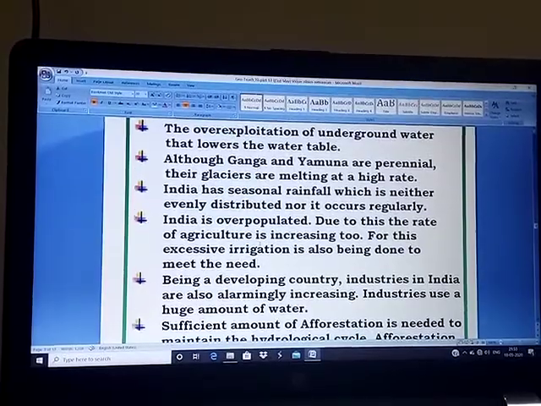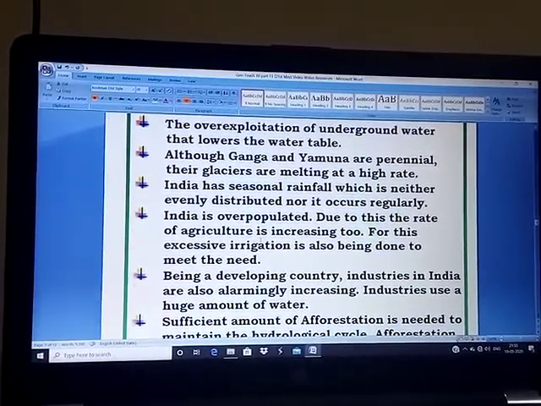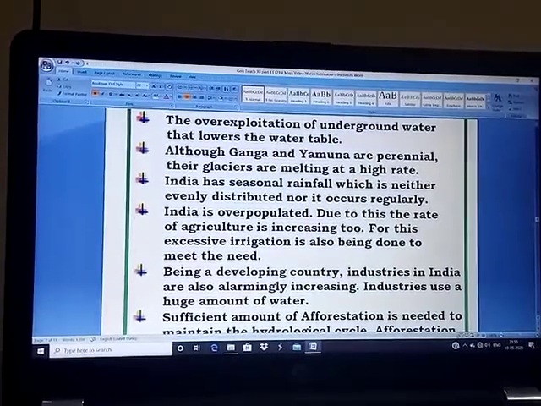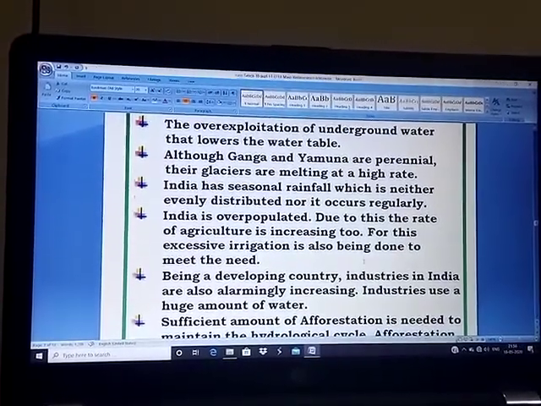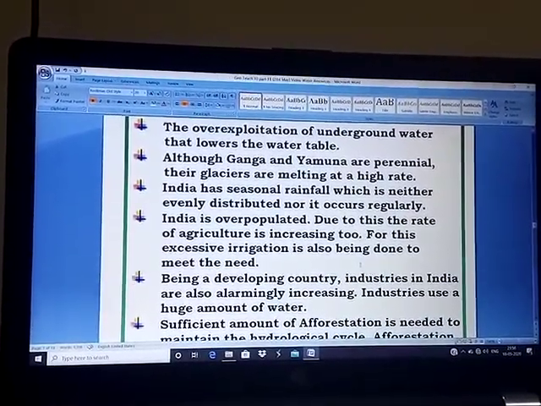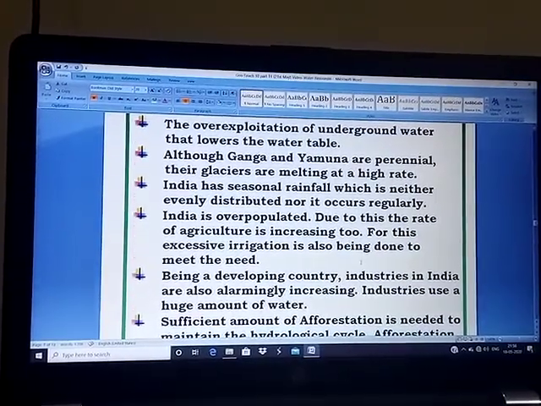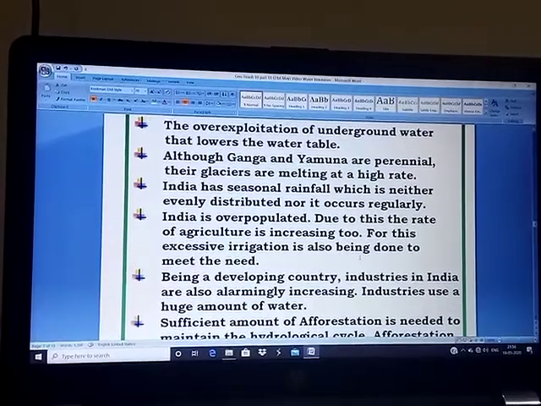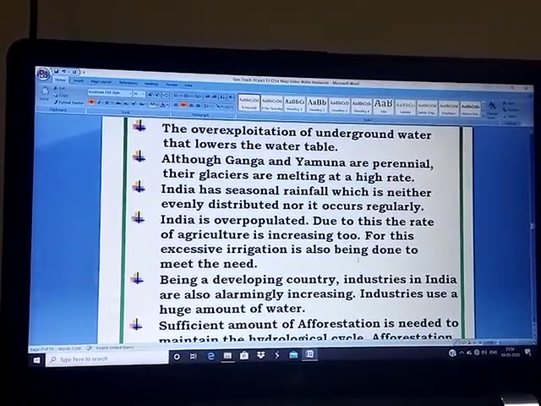India is overpopulated. Can you deny it? Now, to supply food for this population, the rate of agriculture is increasing too. For this excessive agricultural practice, irrigation is also being done to meet the need. So there is a heavy demand for water for irrigation.